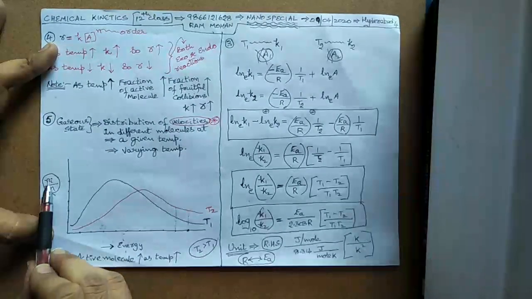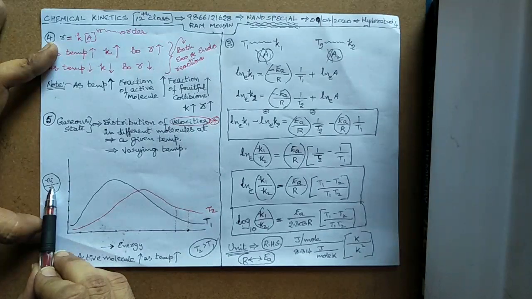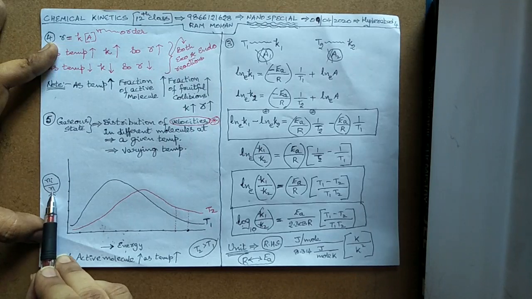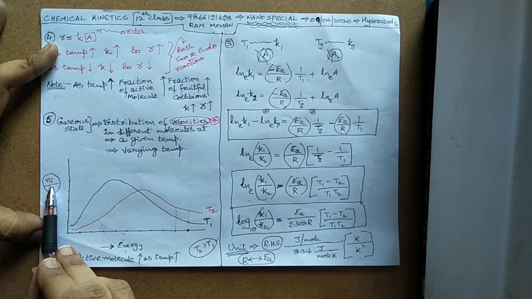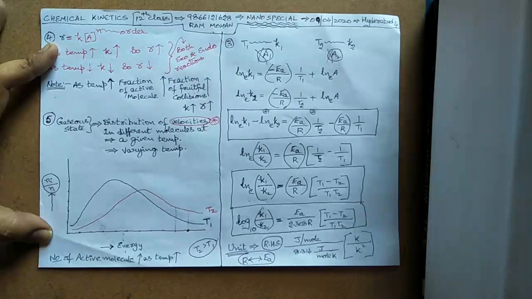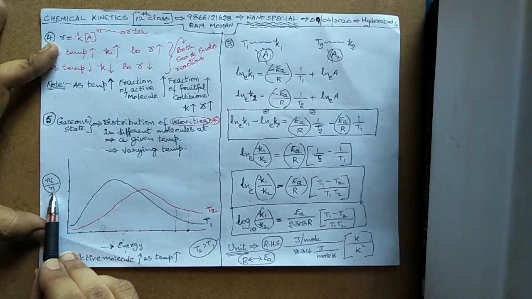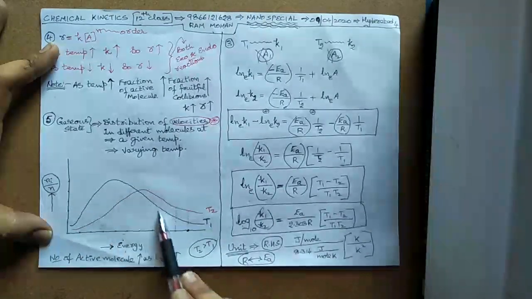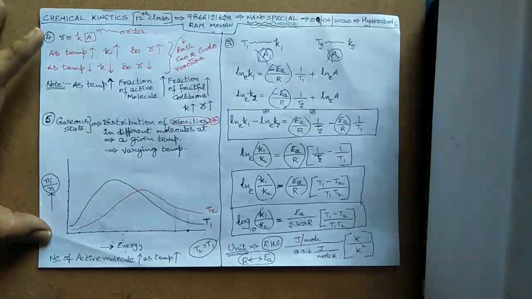In the gaseous state, we have Ni by N. Ni is the number of molecules having a specific velocity. N is the total number of molecules that are present in a container at a given temperature. Let's talk about it at temperature T1. Let's talk about this graph first and understand the distribution.